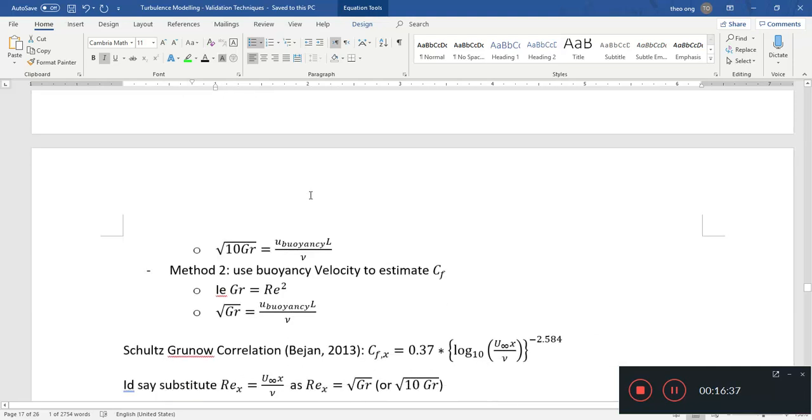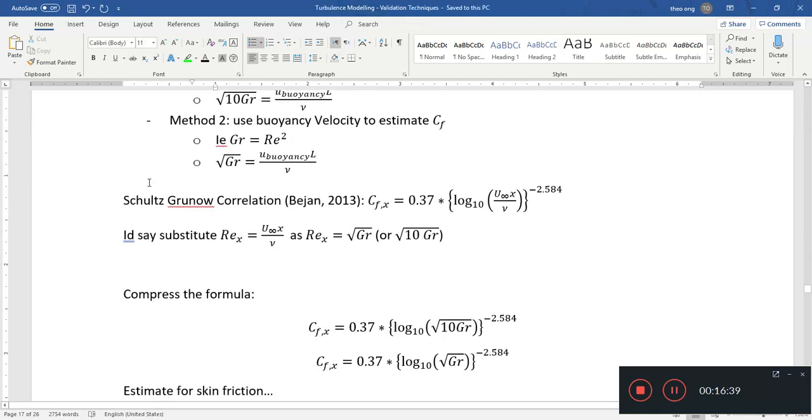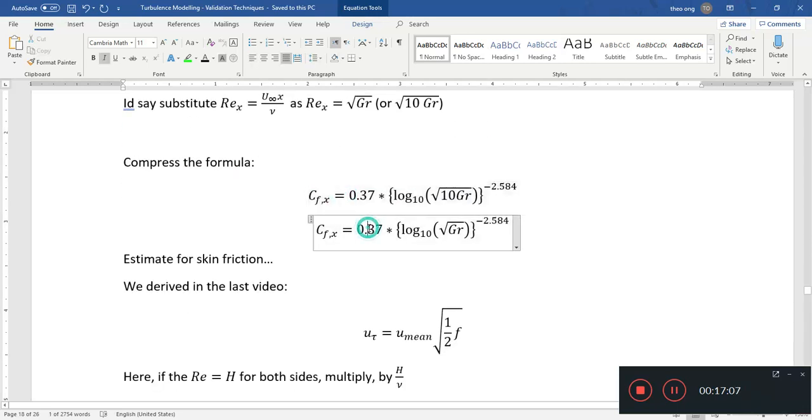So remember we have these two methods, and I'm going to use this Schultz-Grunow correlation, where Cf equals 0.37 times the log to the base 10 of the Reynolds number, and then you take the whole thing to the power of minus 2.584. For this, very simple, we just substitute the square root of the Grashof number, or the square root of 10 times the Grashof number, as this Reynolds number here. So I'm just going to plug and play. That's very simple, based on our ballpark estimates.